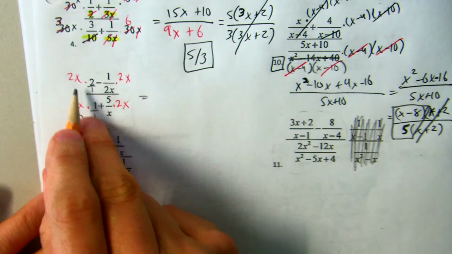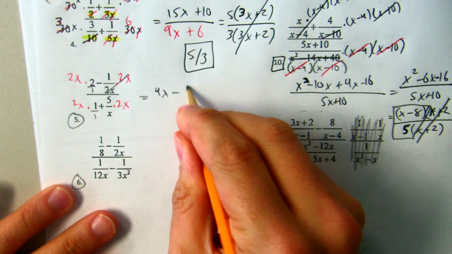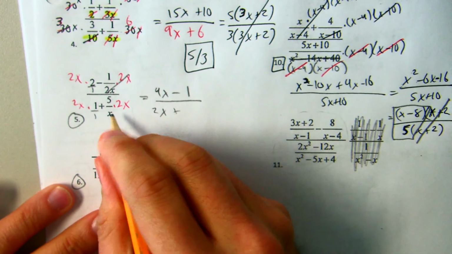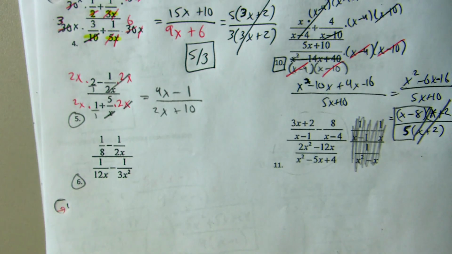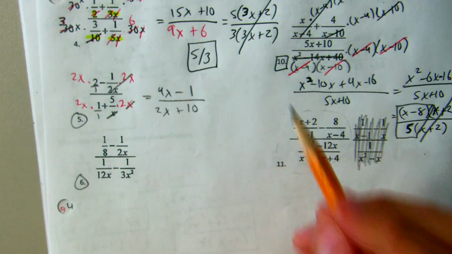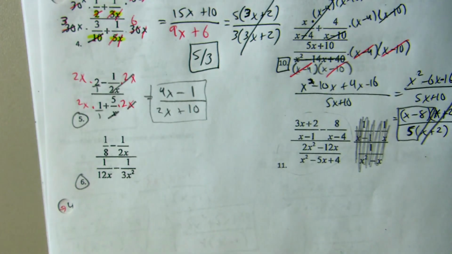So if you did that, you had 4x minus 1 over 2x plus 10. Got the 2 out of that denominator, but that's not going to cancel out anything in the numerator. So you can if you want to, but it's not necessary there. At least talk about it.